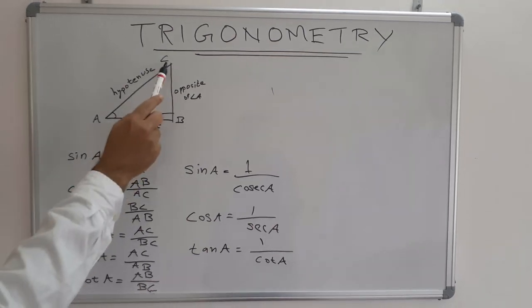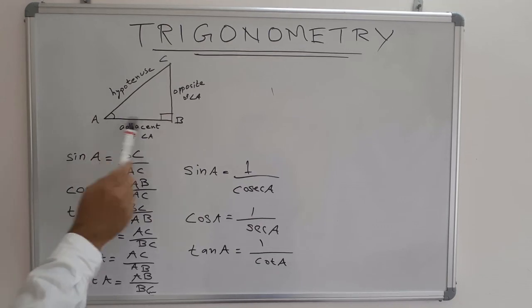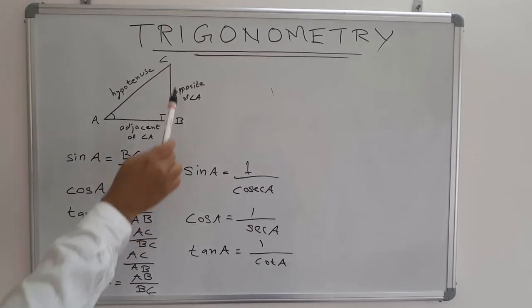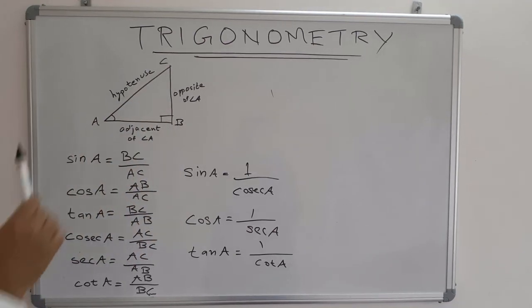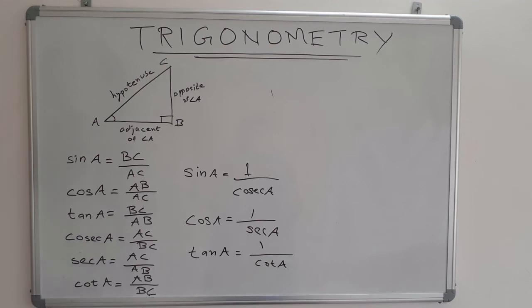And if we take angle C, then AB will be the opposite side of C and BC will be the adjacent side of angle C. And we can take ratios like sin C, cos C, tan C accordingly.